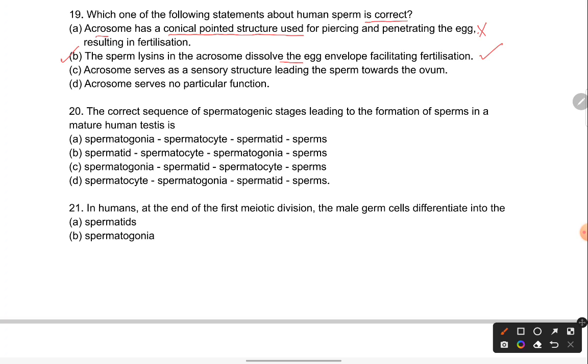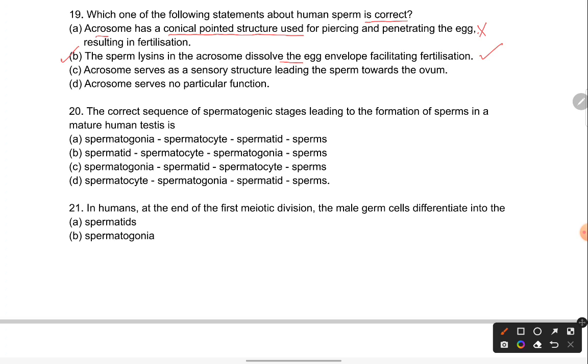Okay. Now question number 20. The correct sequence of spermatogenic stages leading to the formation of sperms in a mature human testis is. Repeating the question. A, spermatogonia, spermatocyte, spermatid, sperms. B, spermatid, spermatocyte, spermatogonia, sperms. C, spermatogonia, spermatid, spermatocyte, sperms. And D, spermatocyte, spermatogonia, spermatid, sperms.